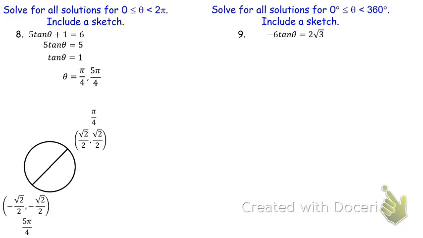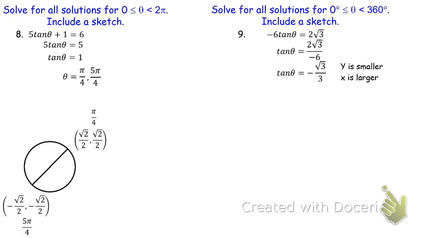For number 9 here, it's almost solved out. The only thing we got to do is divide by negative 6 and then simplify it. We get tangent theta is 2 root 3 over negative 6, and we can simplify that 2 over negative 6. That's going to give me 1 over negative 3, or tangent theta is root 3 over negative 3. Now keeping in mind tangent's y over x, this means that the y value up top is smaller because root 3 is smaller than 3, so the y is the smaller piece, the x is the larger piece.